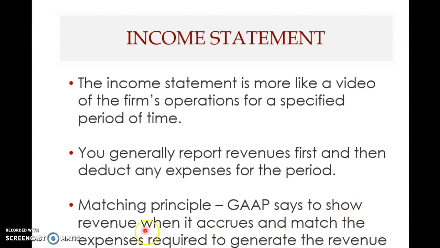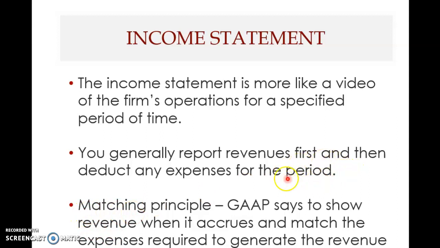Then you match this revenue with expenses that you have incurred. Here you say accrue the revenue, but expenses that you have incurred in generating the revenue. For example, the purchases that you have made to make the sales, and also you may have used some assets that you have purchased earlier. Now here these expenses are required to generate the revenue, right? Therefore we match these expenses to the revenue. That is why we call this the matching principle.